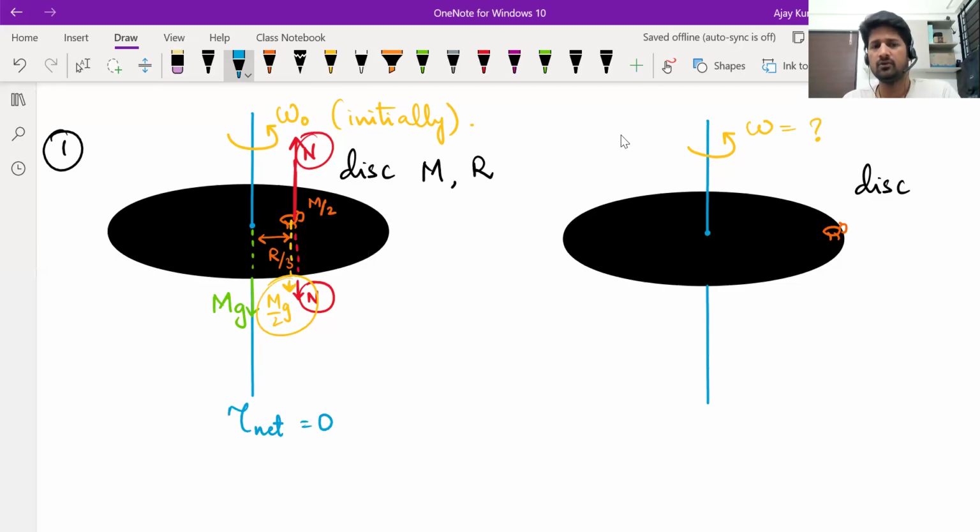Is the idea clear to all of you? How to find out, or in this question at least, how we found out an axis about which net torque is 0. Did you all understand or not? Yes, sir.